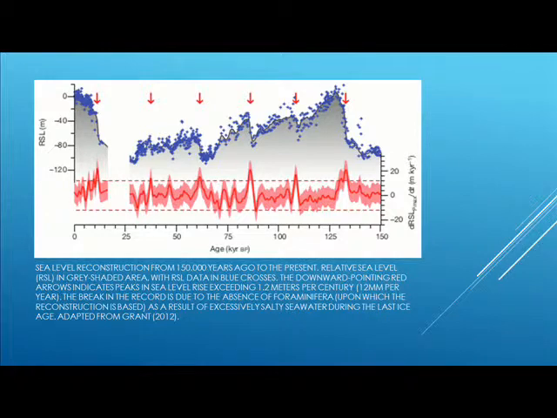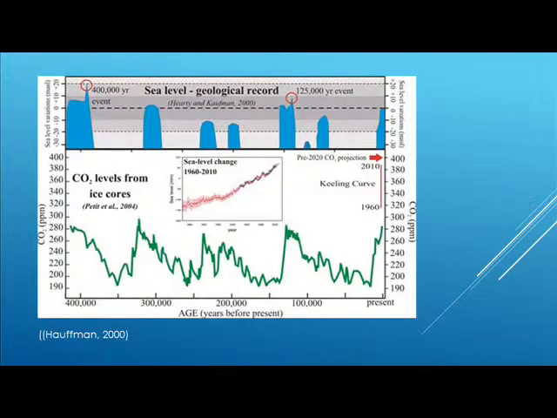The Wisconsin glaciation followed, from 80,000 years ago to 20,000 years ago, when it reached a maximum of about 130 meters lower sea level than today, and it is what people refer to as the Ice Age. We can also see from this carbon dioxide concentration graph, and compare them, that the concentration of CO2 matches well with the sea levels and temperatures.